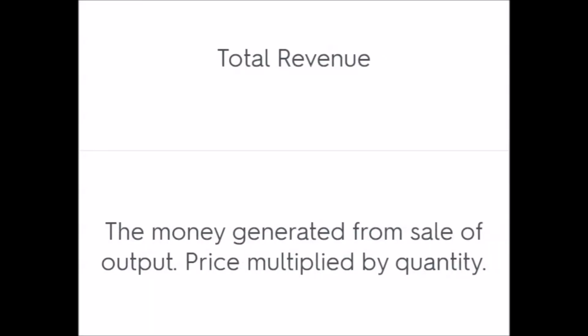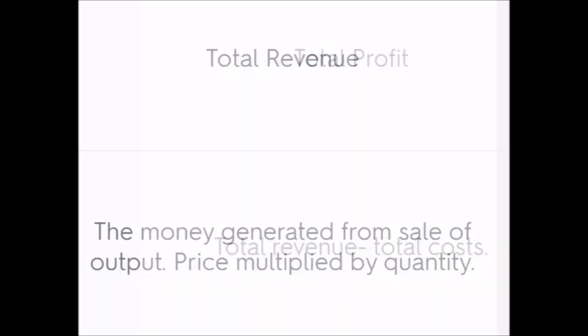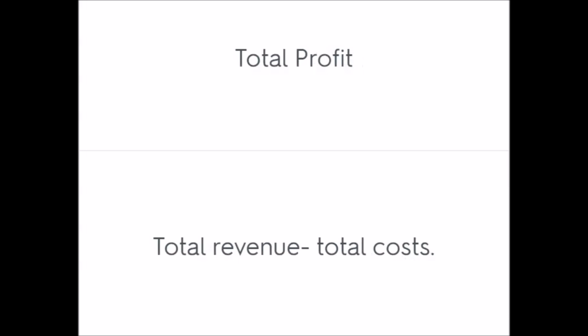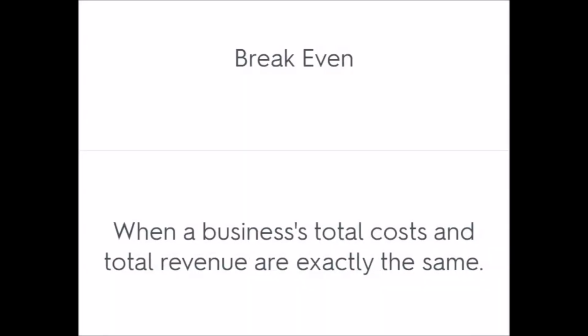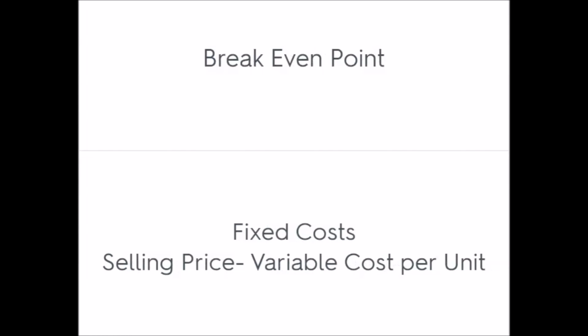Total revenue: the money generated from sale of output, price multiplied by quantity. Total profit: total revenue minus total costs. Break even: when a business's total costs and total revenue are exactly the same. Break-even point: fixed costs divided by selling price minus variable cost per unit.